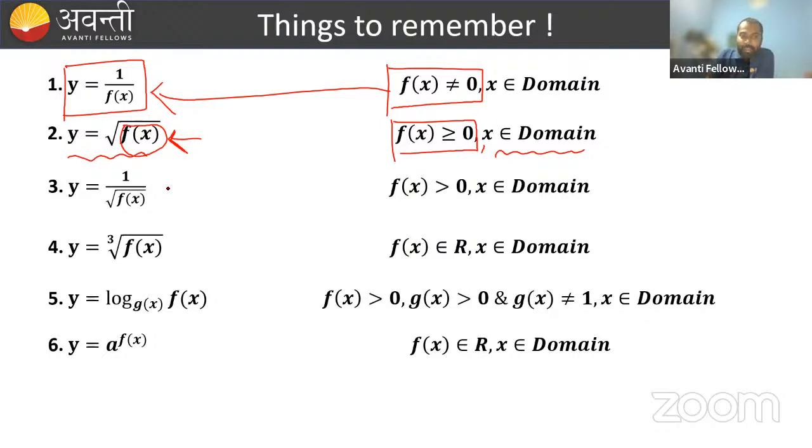Similarly, if the function is in the form of y is equal to 1 upon under root of f of x.